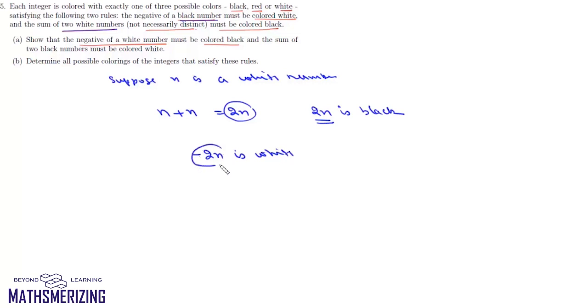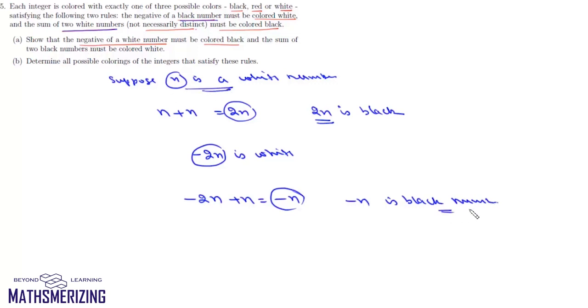Now minus 2n is white and n is white. So if we add minus 2n plus n, we'll get what? We'll get minus n, and rule number 2 says sum of two white numbers must be colored black. So that means this minus n is a black number. So that's our first part. Negative of a white number is a black number.